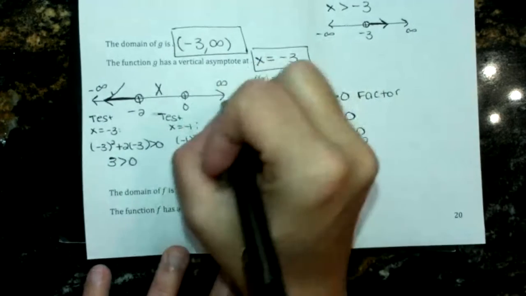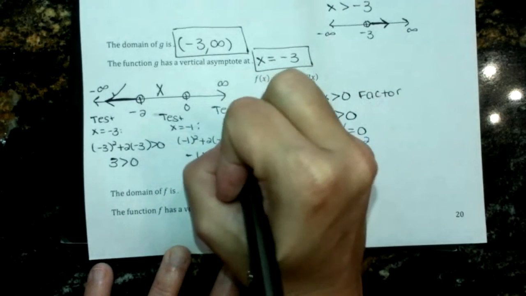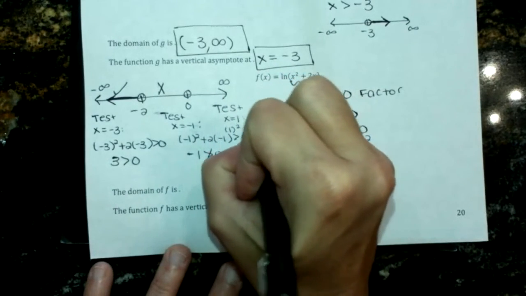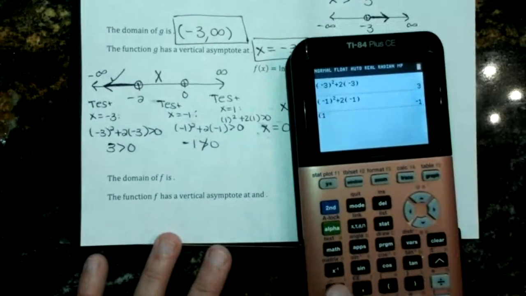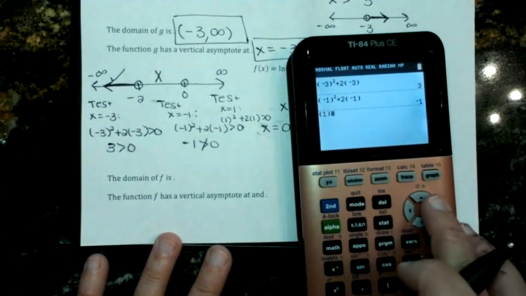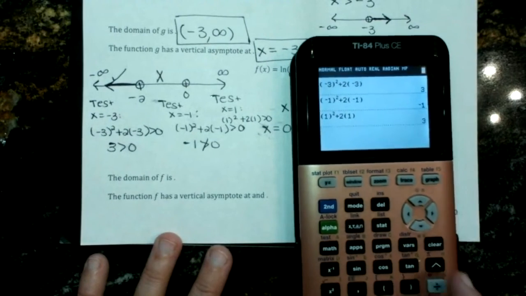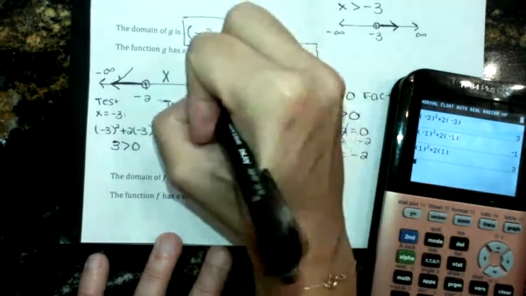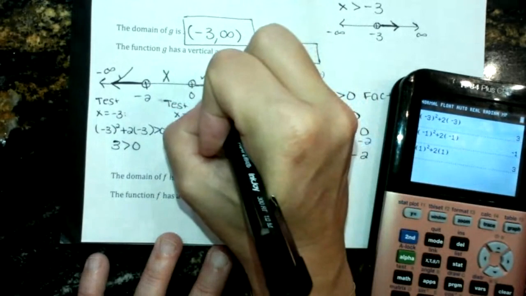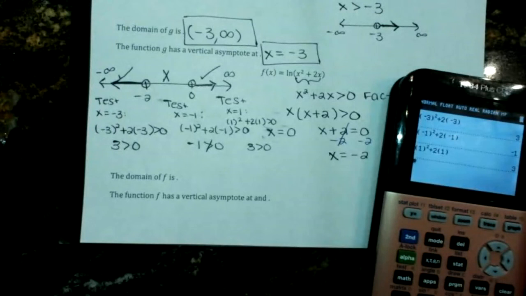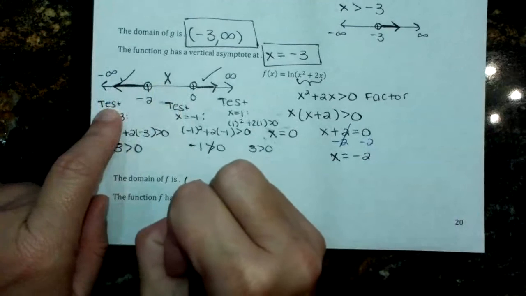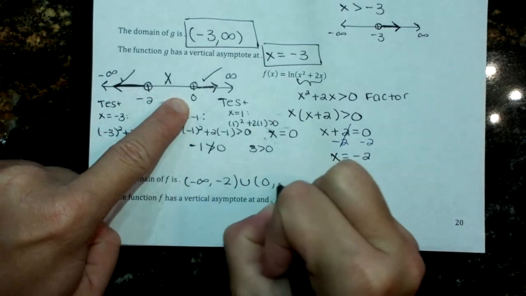Last thing, let's test in between 0 and infinity. Let's test x equals +1. So if we have 1 squared plus 2 times 1, is that greater than 0? That will give us 3. 3 is greater than 0, yes, so this piece also works. All right, so now our domain is these two pieces. From -infinity to -2, or it could be from 0 to infinity.